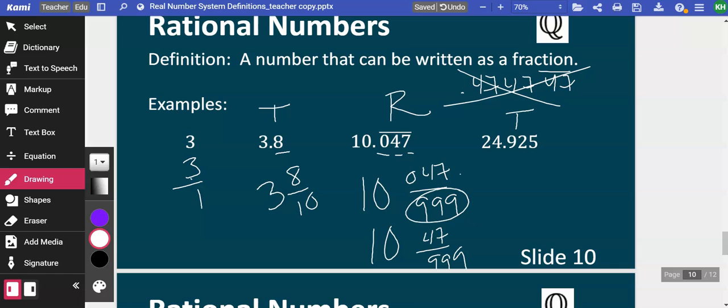Okay, let's look at our next example, 24.925. This is a terminating decimal, so we have to use place value. Tenths, hundredths, thousandths. So we would place 925 over 1,000, which I can see can be reduced, but we're going to leave it alone.